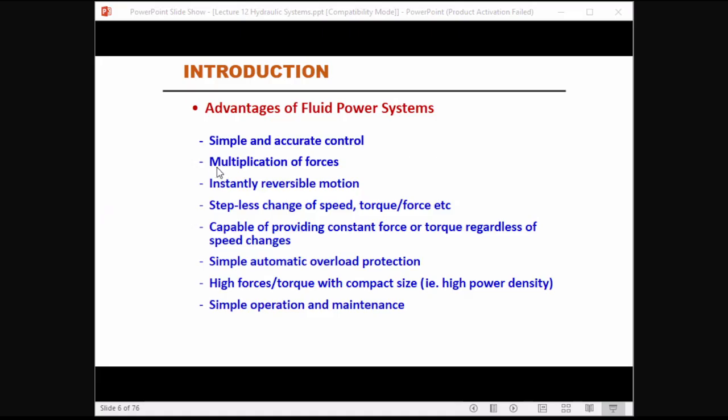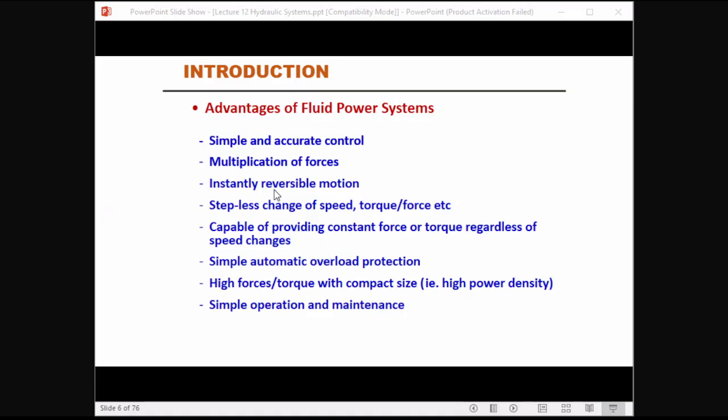Then multiplication of forces. Multiplication of forces mean these systems can amplify input force to produce much larger output forces. Okay, we can get large output force using these fluid systems.